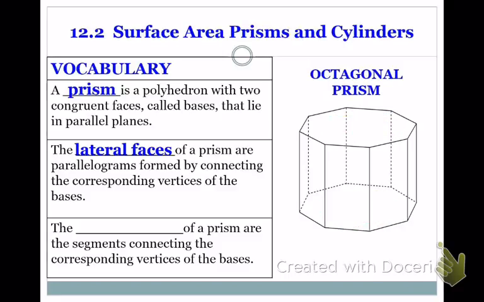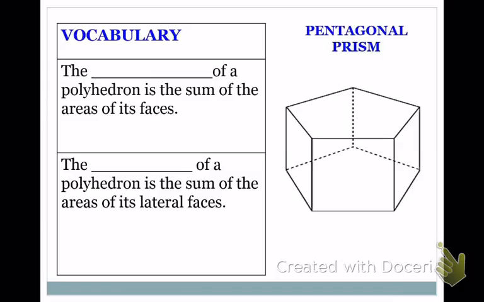Next, the rectangles here on this side are called lateral faces. Lateral meaning side, so hopefully that makes sense. Where two lateral faces meet are called lateral edges. Okay, lateral faces, lateral edges, those are going to be kind of important to us in just a few moments.